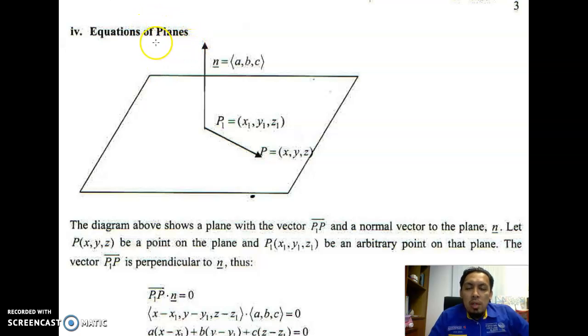So planes here means this. We are talking about a surface in a three-dimensional situation. We don't have planes in a 2D chart, right? Because it is just 2D. For 3D we have planes. I'm going to show you later what it looks like.